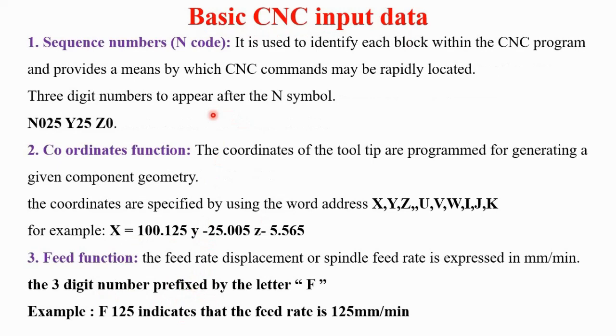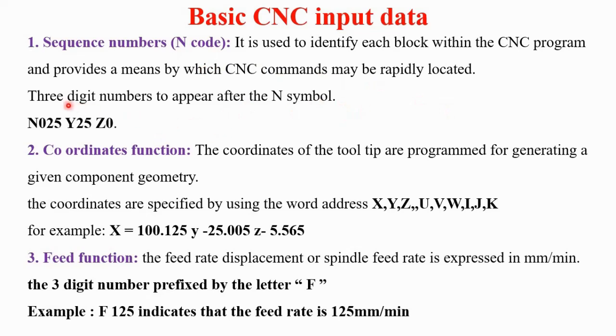So, the basics in this CNC input data. The first one is the sequence number, denoted by the N code. It is used to identify each block within the CNC program and provides a means by which the CNC commands may be repeatedly located. That means N01, N02, N03, N05 are used to indicate the number of the blocks, and in order to perform these operations in sequence, these N codes are required.